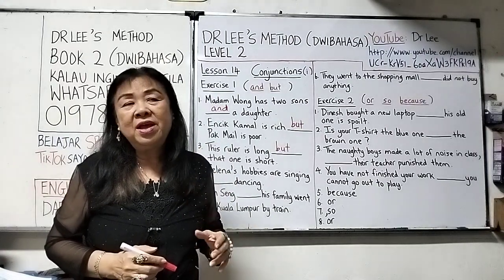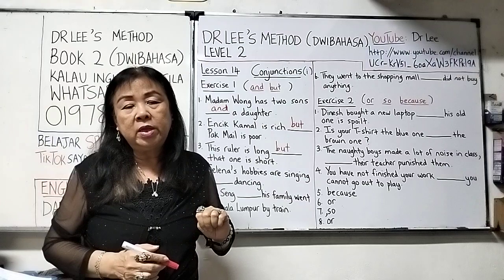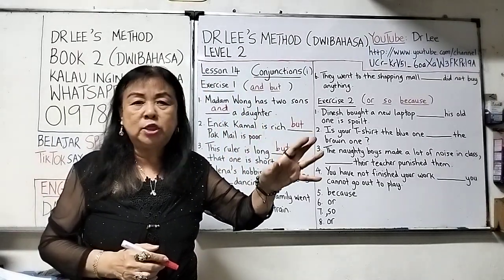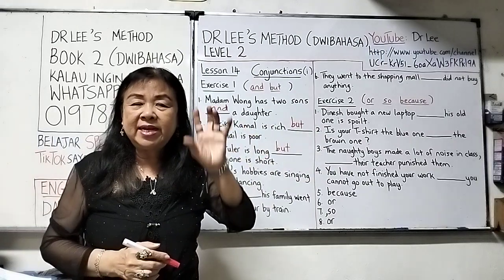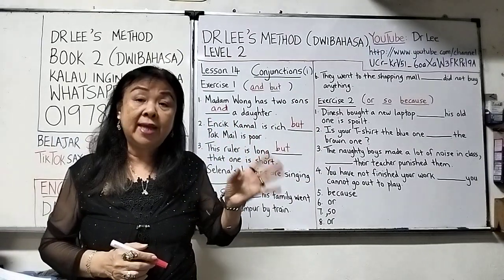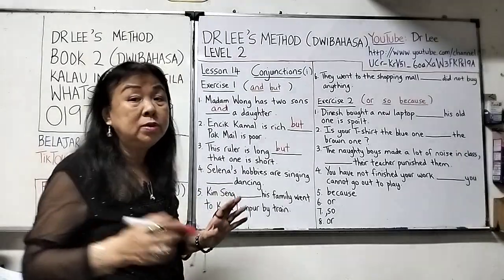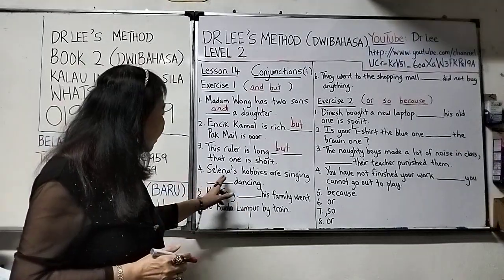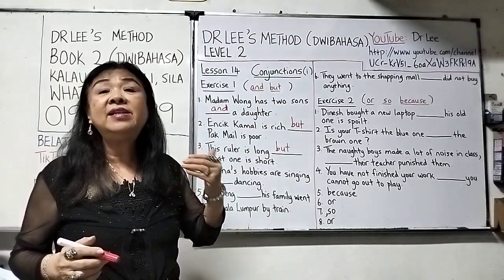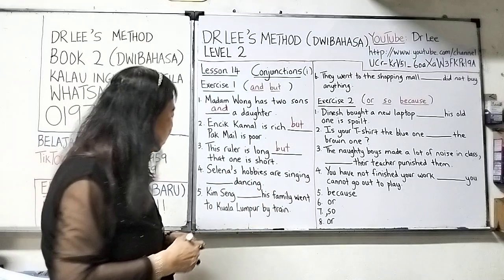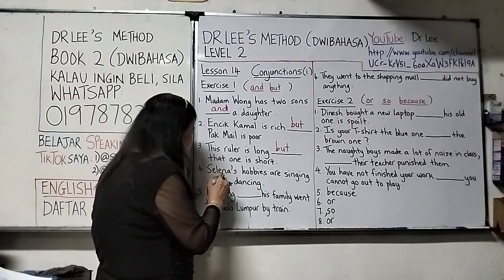Another thing is, if you understand the meaning, you can directly write the answer. You don't have to worry. But of course, there is a function to it. When they are the same, people, animals, places, things, adjectives, when the category is the same, we use and. But if they are different, we use but. Alright? So but shows difference. Selena's hobbies are singing and dancing, because you are talking about the same thing. You are talking about hobbies. So the answer is and.